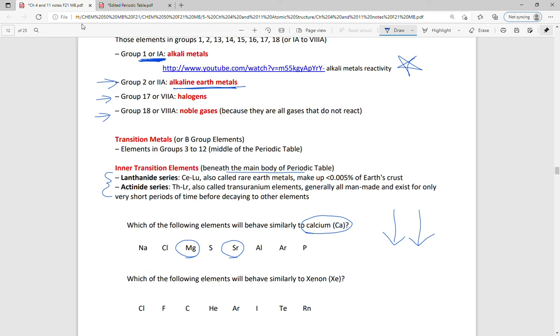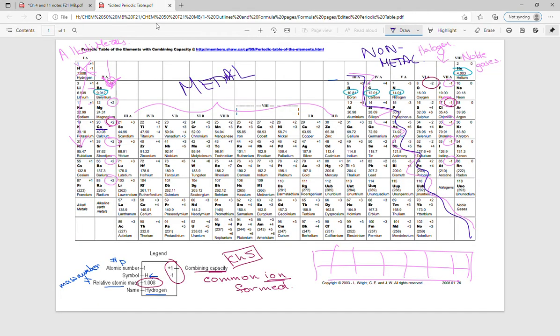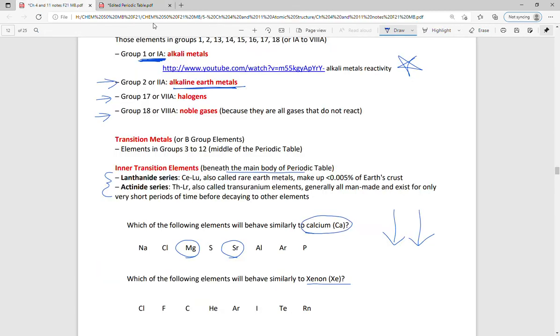The second one here, which following elements would behave similarly to xenon? And so xenon is a noble gas, and so we'd be looking for other noble gases. And so when I take a look at the periodic table over here on the right-hand column, all those noble gases, xenon would be on the periodic table here. So anything else in this vertical column would behave similarly. And that's what we're talking about with this arrangement of the periodic table. So we've got helium, argon, and radon are all examples of noble gases.